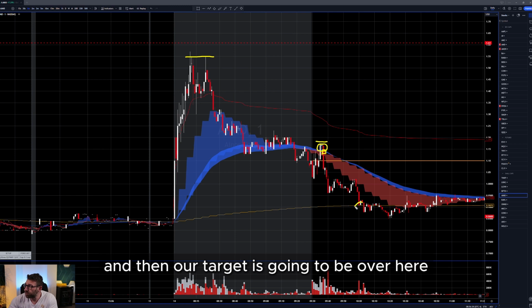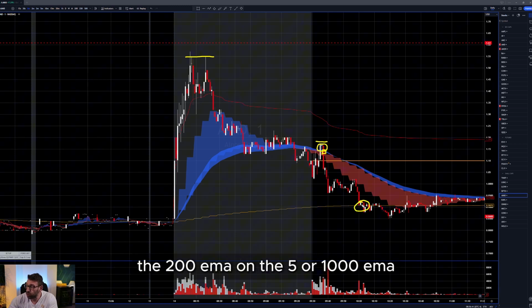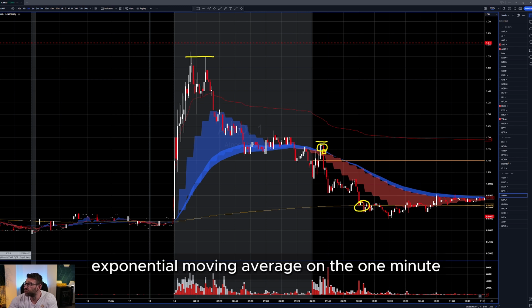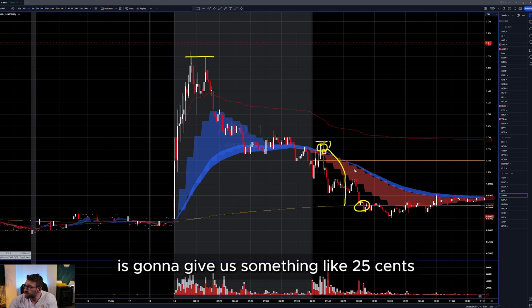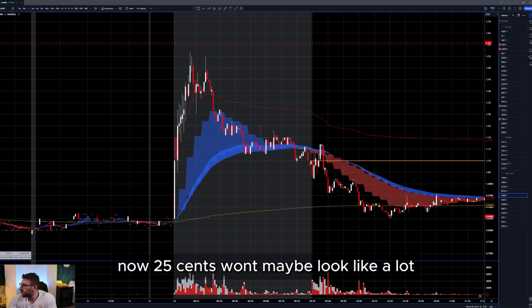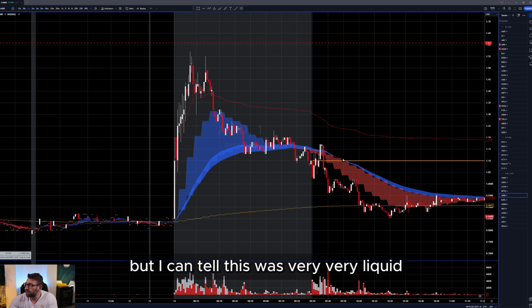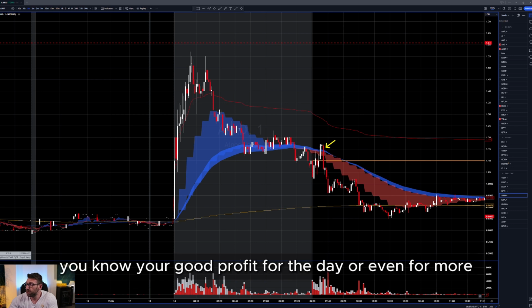And then our target is going to be over here, the 200 EMA on the 5 minute, or the 1000 exponential moving average on the 1 minute. And we can calculate definitely the R. So if we're going to risk over here, let's say 5 cents, and the unwind over here is going to give us something like 25 cents, we're going to work for 5R. Now, 25 cents maybe won't look like a lot, but I can tell you this was very, very liquid. You can buy 30, 40, 50, or sell short 30, 40, 50K shares. In this case, 25 cents is going to be a good profit for the day or even more.